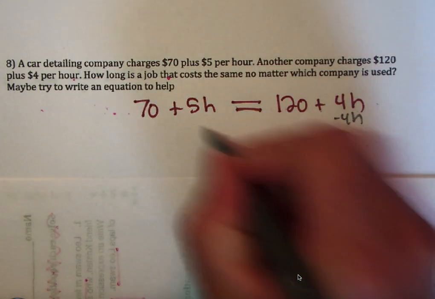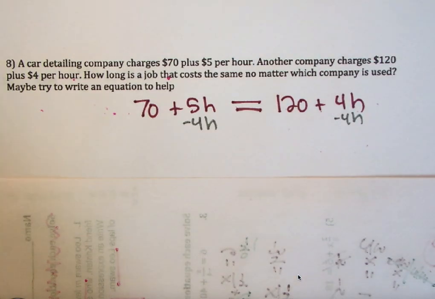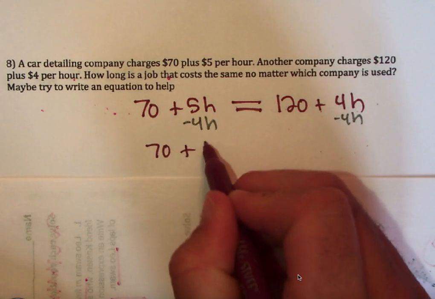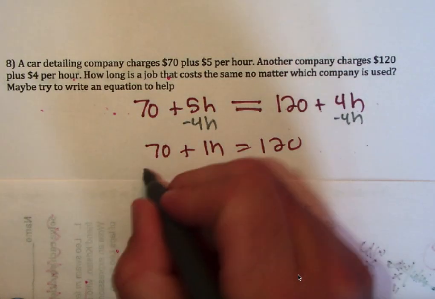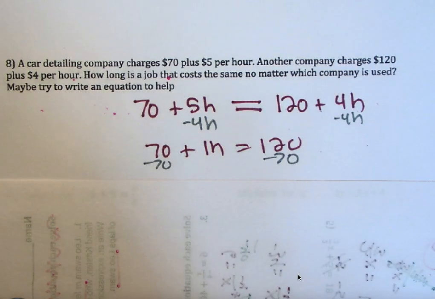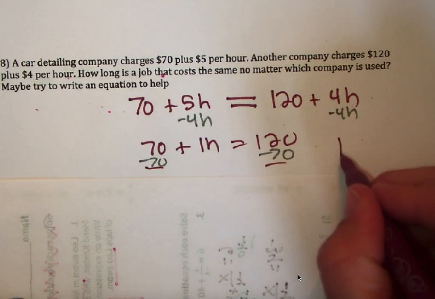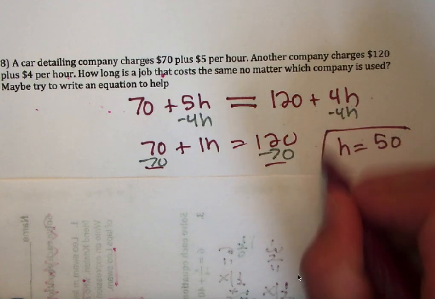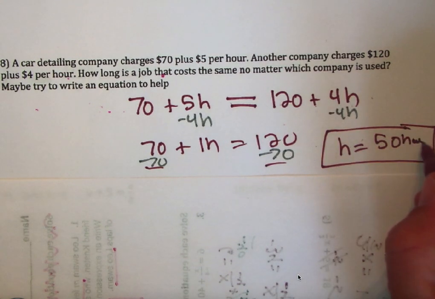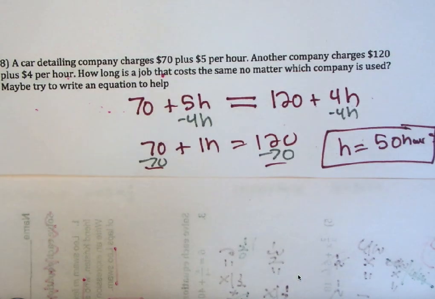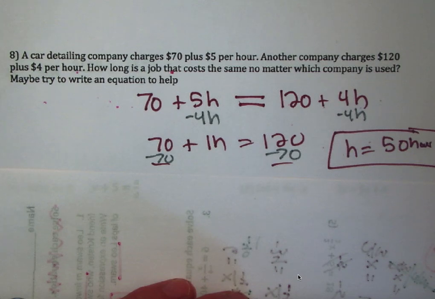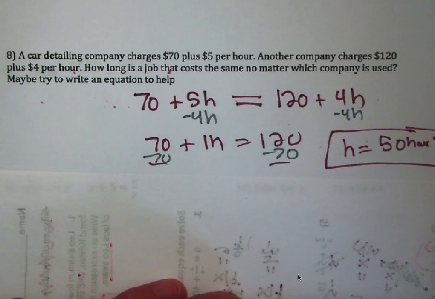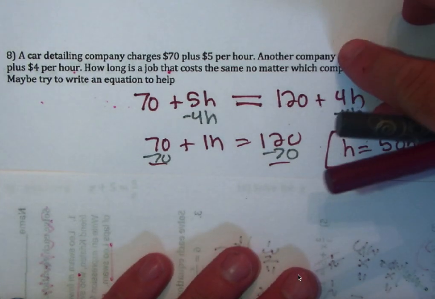Take away 4h from both sides. That's okay. I get 70 plus 1h equals 120. Subtract 70. And you get that h equals 50, or 1h equals 50. So 50 hours. Sweet. All right. That's a lot of hours for detailing, but that's the answer. So hopefully that makes sense.